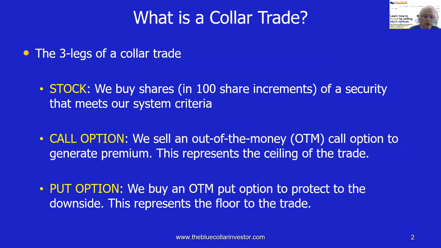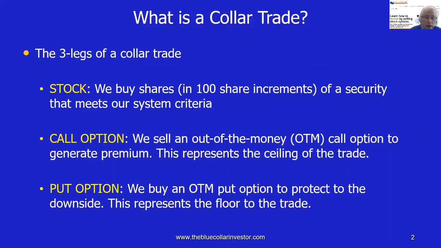Now, there are three legs to a collar trade. First of all, we buy a stock, so we go long the stock. And we buy shares in 100 share increments because for every one options contract that we sell, we must first own 100 shares of the underlying security in order to be covered. Of course, we screen for stocks that meet our system criteria. So in the BCI methodology, we screen from fundamental, technical, and common sense perspectives, all three. So the first leg is the stock.